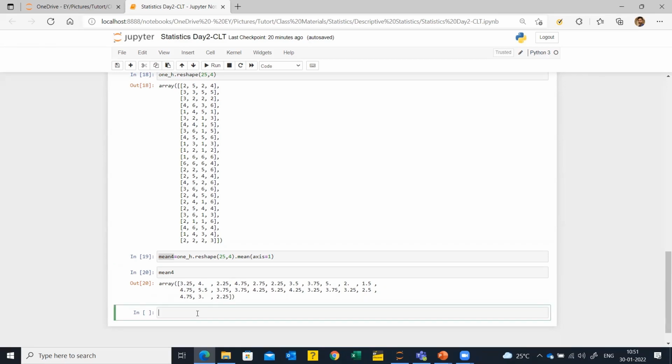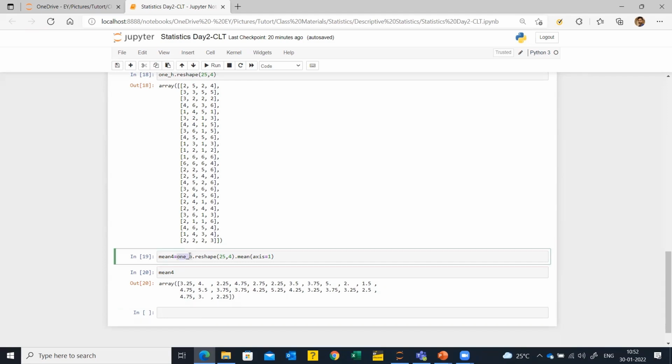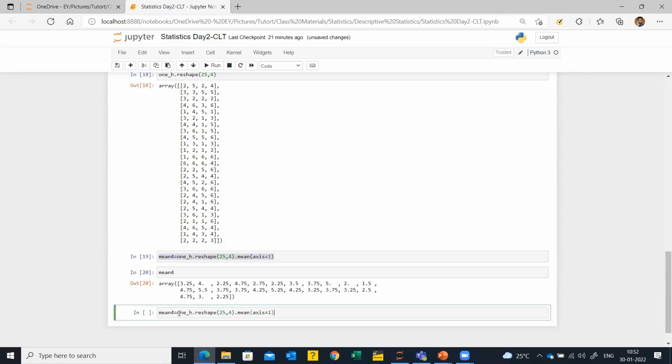Now let's try to plot this. Before we plot it, can you create something like this for 1_m, the million records? Please create the mean for 1 million records. I have created for 100 records. You need to change only one variable.